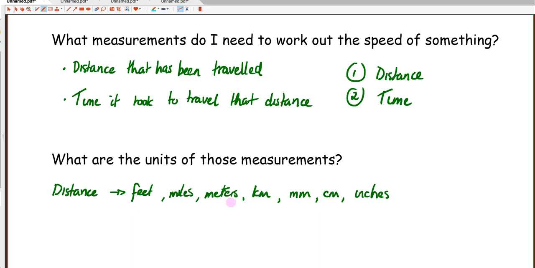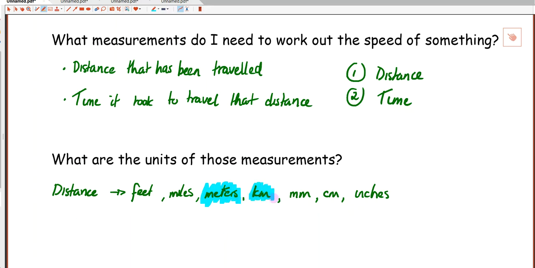Out of these distance measurements, anyone know? So I want to highlight in blue the metric measurements. They're the metric ones, aren't they? So we've got meters as our base one here. Yeah, meters, we base things around that. So anything revolving around meters.